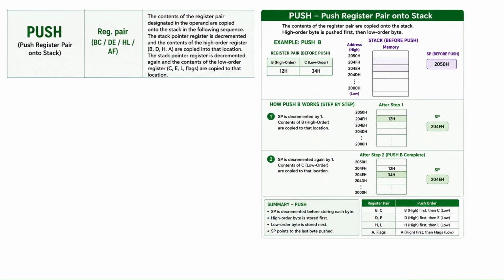You can see the example, push B. That means the BC register has the data 1234H, and SP before the push operation contains 2050H. After the push B instruction, SP is decremented by 1. So SP is 204FH, and at that location the content of the B register, that is 12, is placed. After that SP is decremented again by 1 and the content of C is copied to that location, which is 204EH. Now SP points to 204EH.